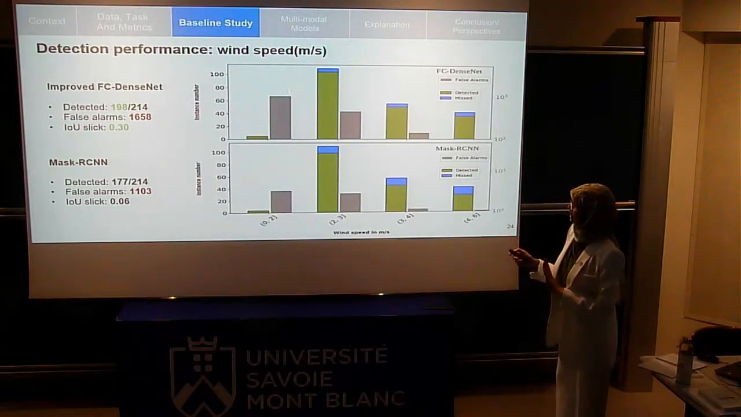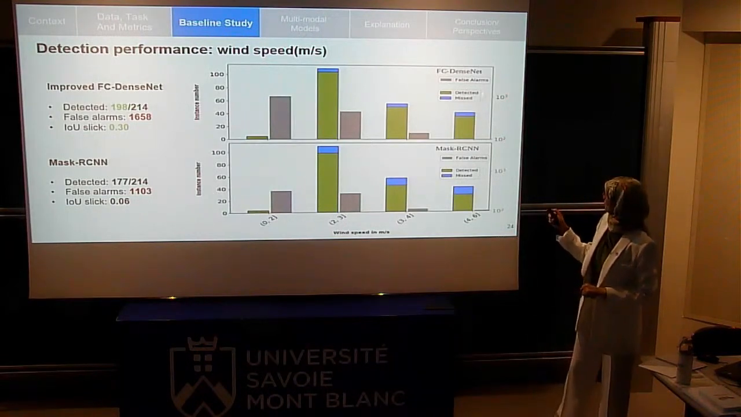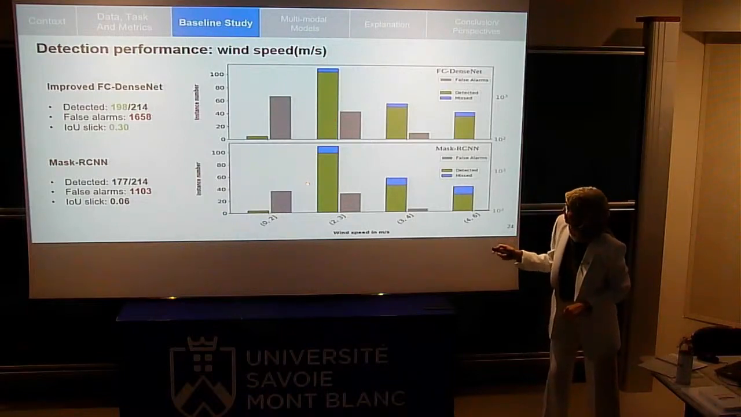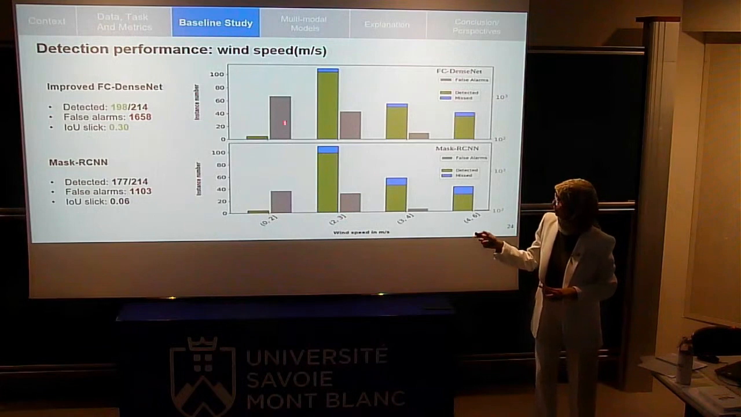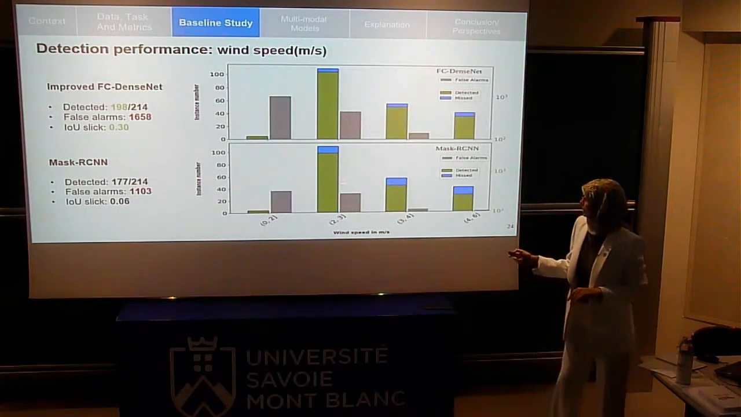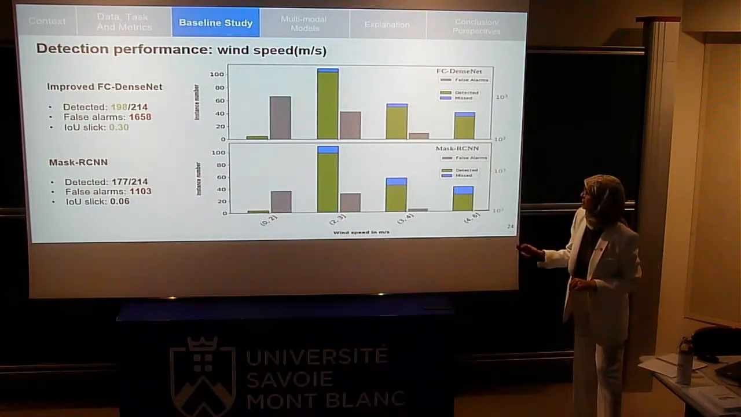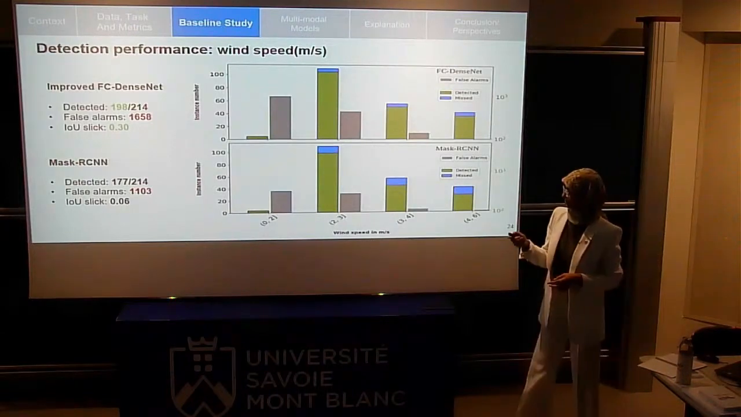If we want to analyze the false alarm rate, we need to look at the y-axis on the right. Here we can see, for example, in the low wind speed area, we have a high number of false alarms. Same thing with the medium, with the wind speed of 2 to 3 meters per second, we have some false alarms. And we can see that globally, both approaches have almost the same results.